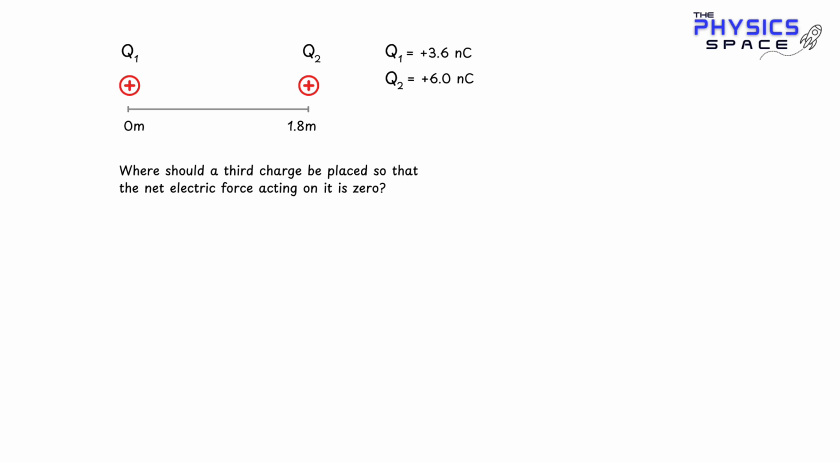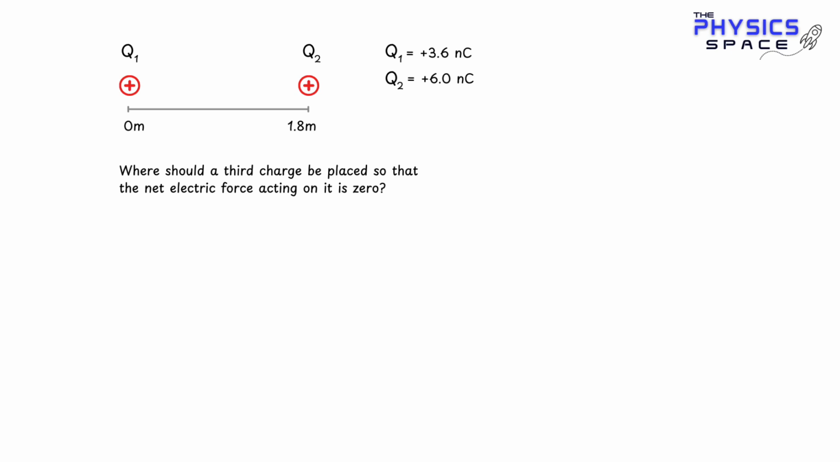A lot of times this question comes up where we're trying to figure out where a third charge should be placed so that the net electric force acting on it is 0. And we have this little arrangement here where we have two positive charges, charge 1 and charge 2. We have the magnitudes of those charges, and we know their position. So charge 1 is located at the position of 0 meters, and charge 2 is located at the position 1.8 meters.